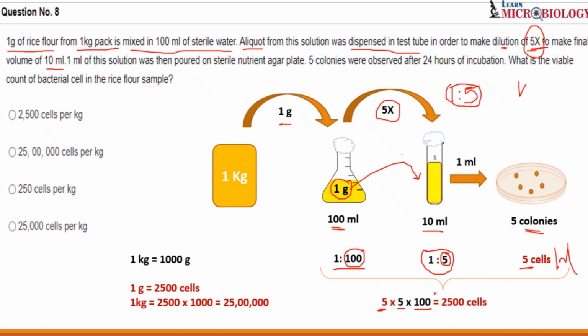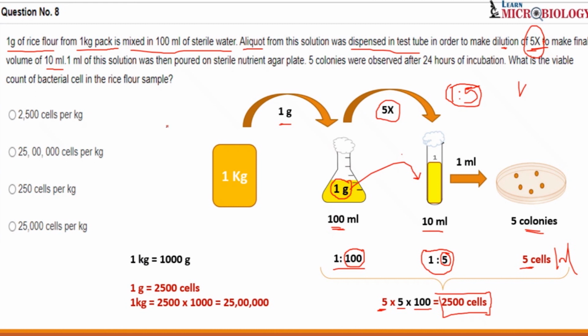We get the answer, that is 2500 cells, and this is the number of cells per ml which is present in 1 gram. Because we took 1 gram here, right? So in 1 gram of the flour we will be having 2500 cells.